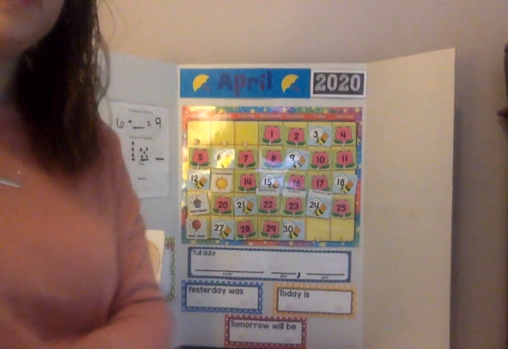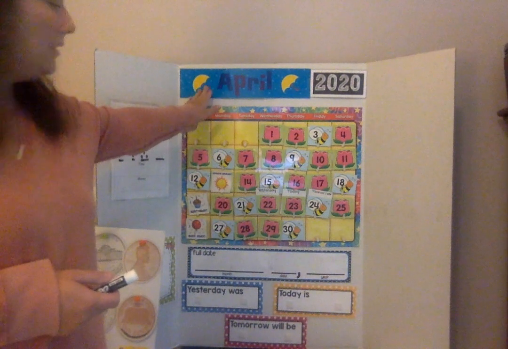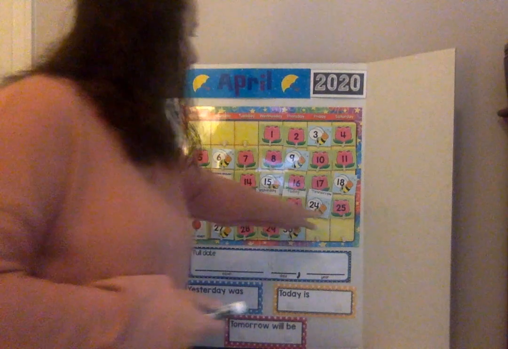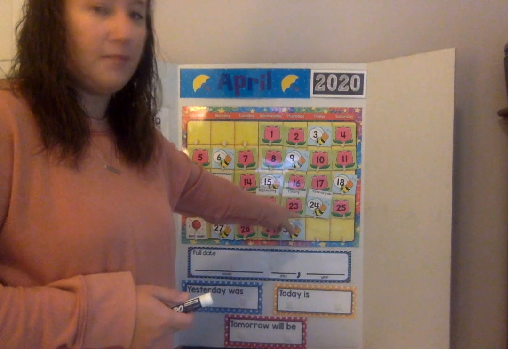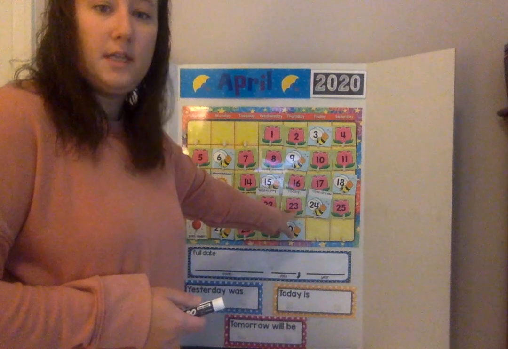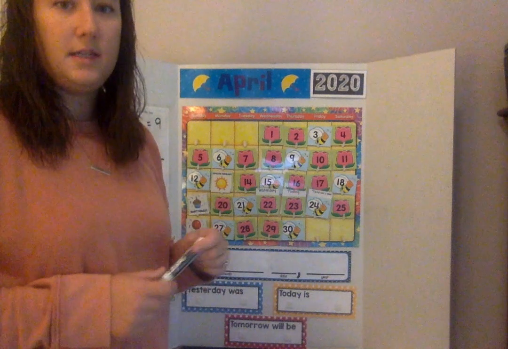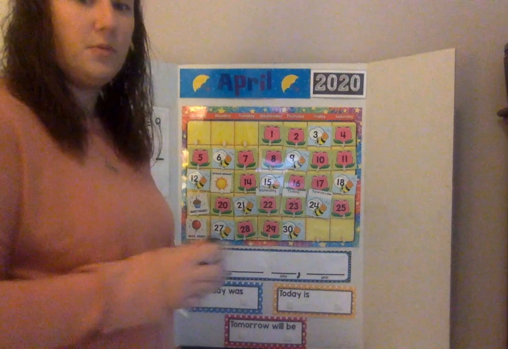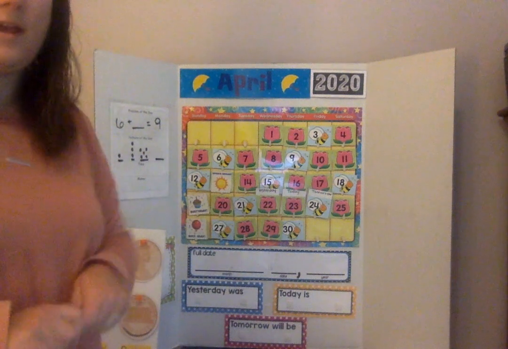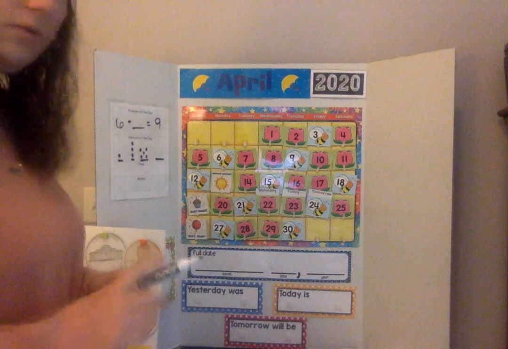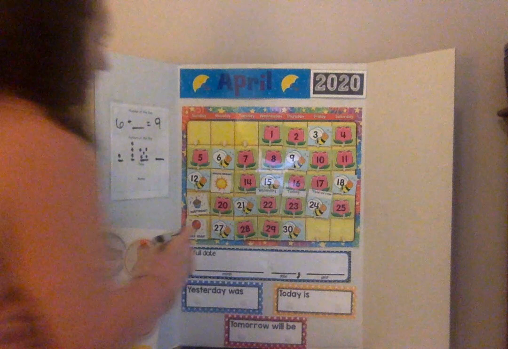Here's our calendar. Our month is April. The date, if we find today, here's where we have yesterday, today, tomorrow. So if we find today, today is April 23rd. And the year is 2020. So today is April 23rd, 2020. I'm going to go ahead and write that here for our date. If you want to write that along with me in your journal. Remember, April begins with an uppercase A, capital A. It's the beginning letter of a month.